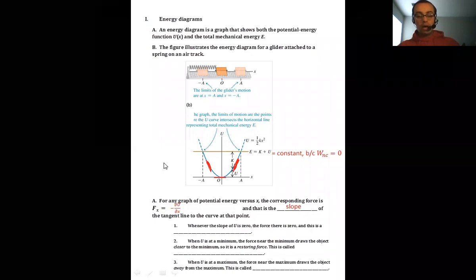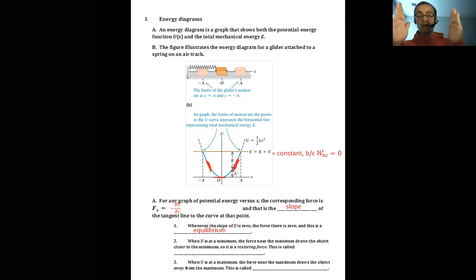Whenever the slope of u is 0, the force there is 0, and this is what is called an equilibrium. So in theory, at point O, the force is actually 0, either from the spring or on the spring. This thing is still moving, so it still has energy, and very soon it's going to create a force on it. So essentially you're sliding up to that neutral point. At the neutral point, there is no force.